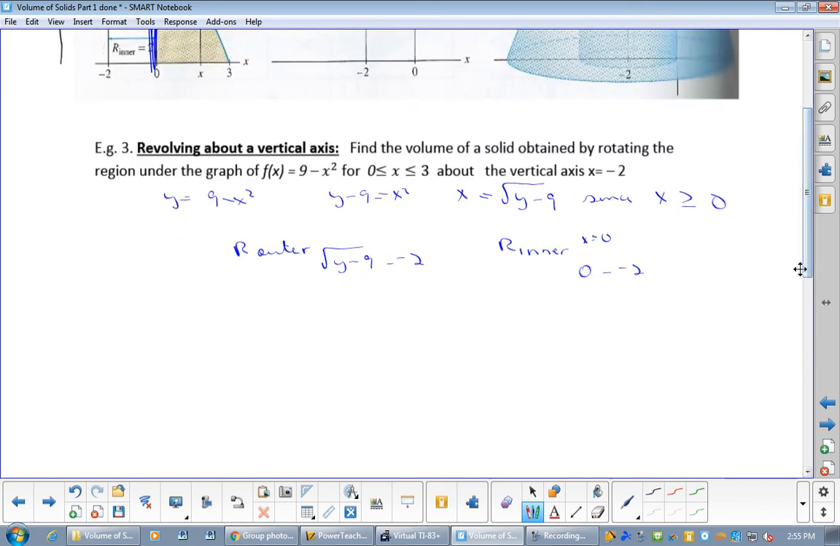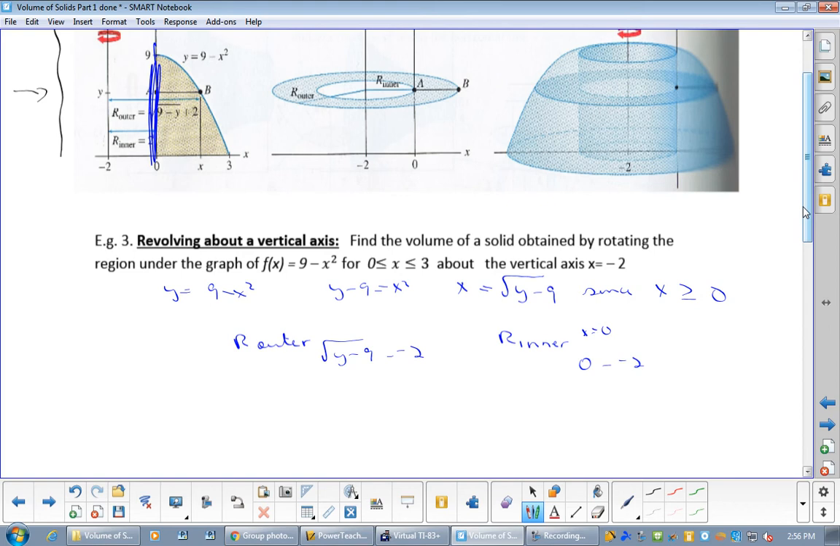So volume equals pi. Oh, here's another trick too. I forgot to say that our domain is between 0 and 3, but we have to put our domain into our formula to get our range. So we put this into here to get our y value.